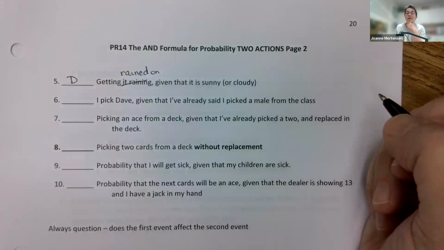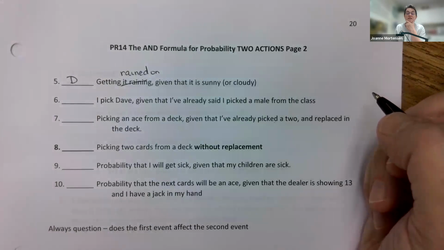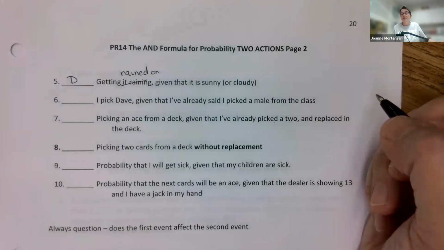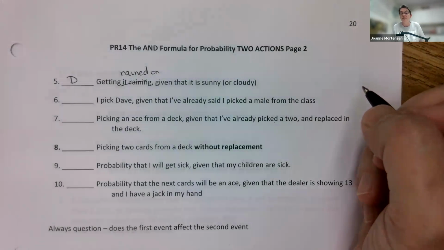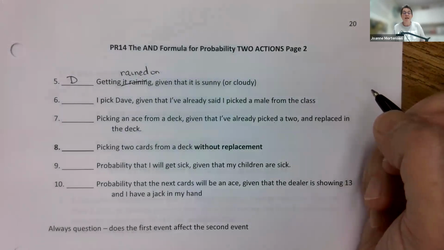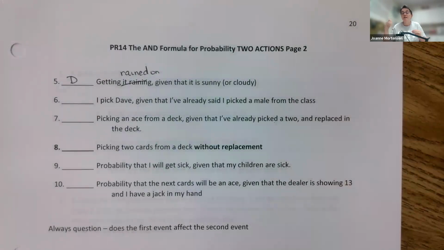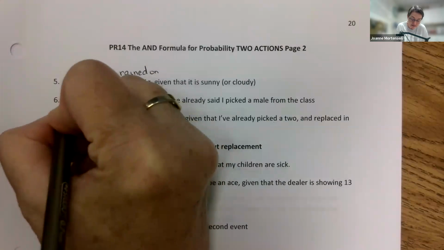Okay, I pick Dave, given that I've already said I've picked a male from the class. Well, you got a class to start. I guess I'm making the assumption there that it's your average class. You got some males and some females in there. But the moment I say, hey, I already picked a guy, all the girls are like, oh, I'm not part of the choice, not part of whatever this draw is anymore. So I've changed my sample space. So that makes it dependent.